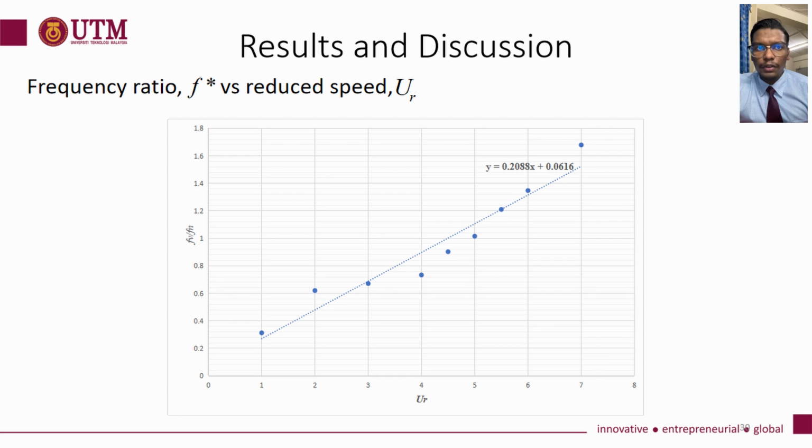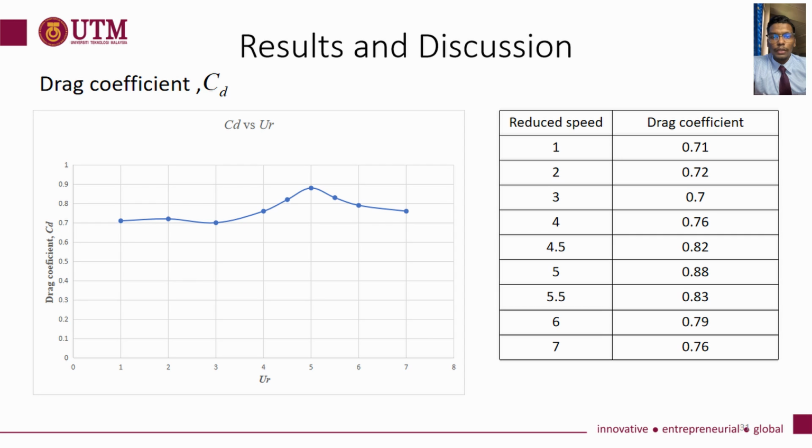Lock-in occurs when the shedding frequency is equal to the natural frequency, or the frequency ratio equals 1. At reduced speed of 5, the frequency ratio is 1.05. This shows that lock-in occurs around this region of reduced speed. Thus, it can be said that the frequency ratio is in agreement with the trend of the amplitude ratio. Furthermore, we can take a look at the force coefficients obtained from the study.